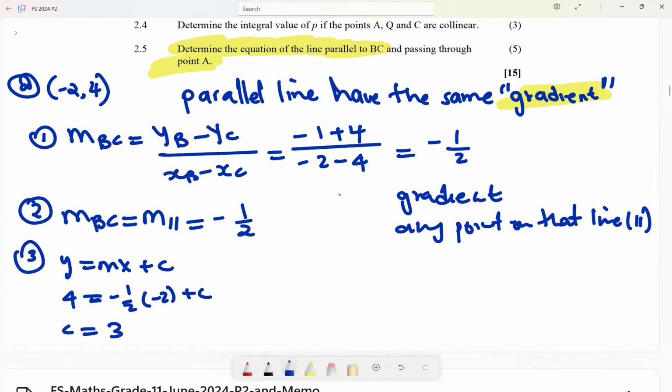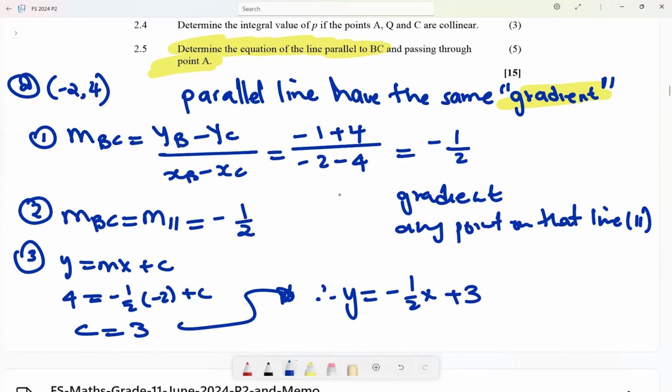Okay, let me do this math. 4 is equal to 1 plus c. Then c will become 3, so that people cannot see I'm lying. So can you see why I'm saying c should equal 3? Therefore, my equation is y is equal to negative half x plus 3. Okay, I'm done.